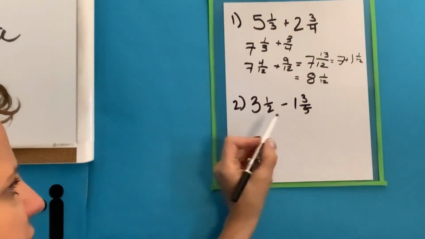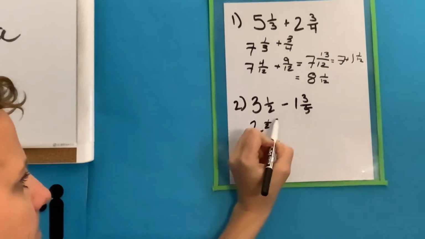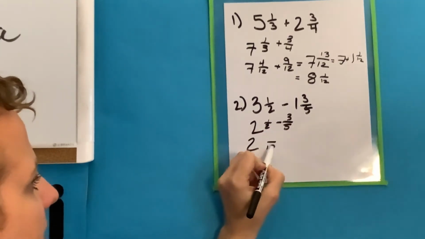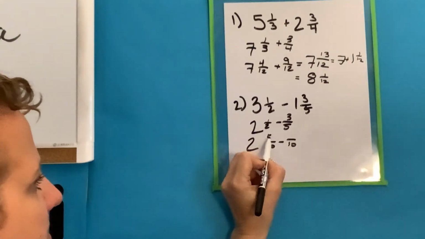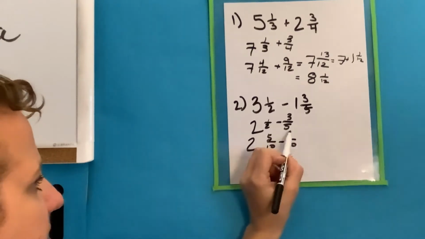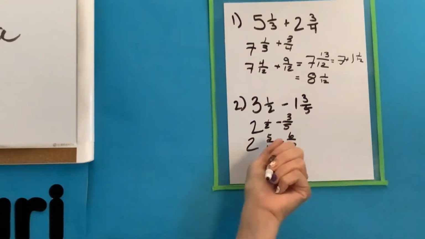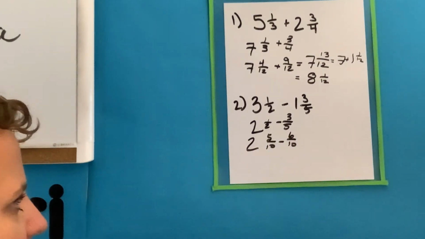Again, with our subtraction, we want to start with our whole numbers. So 3 minus 1 is 2. Then we create our equivalent fractions. Our common denominator is going to be 10. 1/2 equals 5/10. 3/5 equals 6/10. This is a case in which we cannot subtract, right? 5 is less than 6, so we're going to have to make this improper in order to do this, okay?